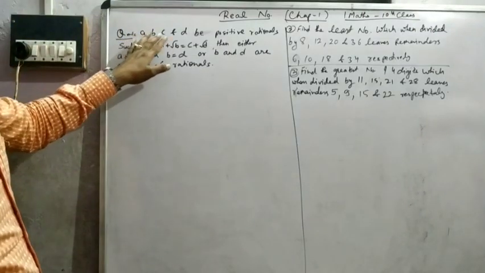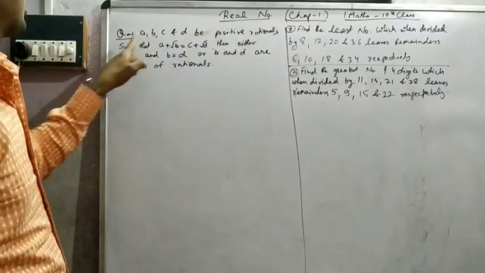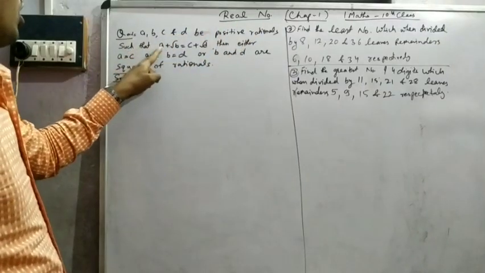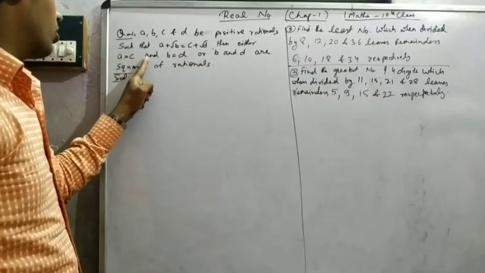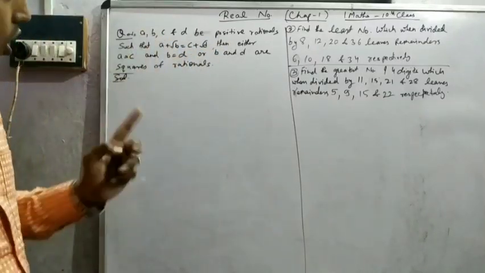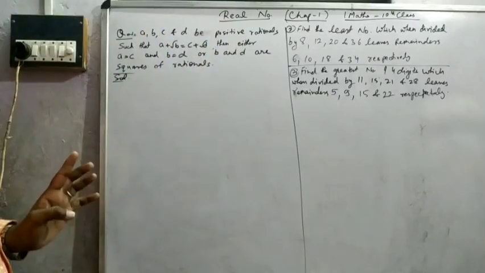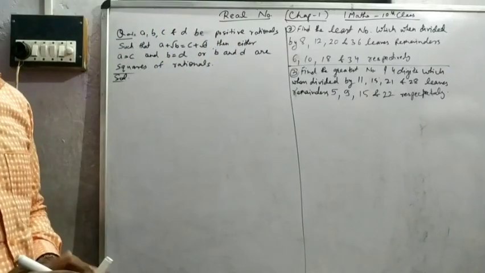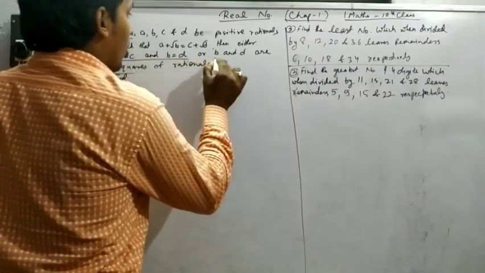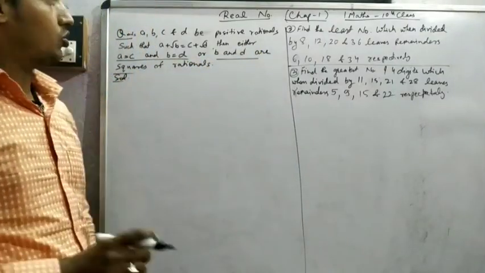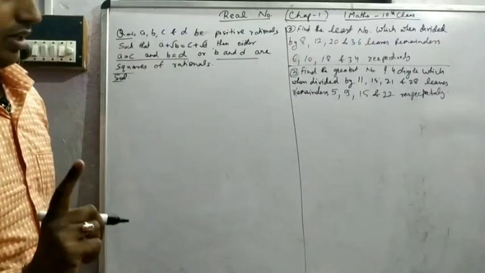If A, B, C and D are positive rational numbers such that A plus root B is equal to C plus root D, then either A equals C and B equals D, or B and D are squares of rational numbers. Either this case or this case. So this is rational, we have to prove this.